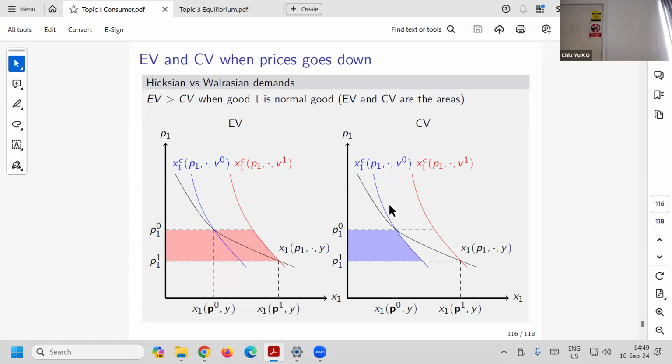And when you look at the EV, the EV is looking at the new prices. This is the area. And the CV will be this area. And the CS will be this area. Let me use the green color. The CS will be this area. This is the CS.